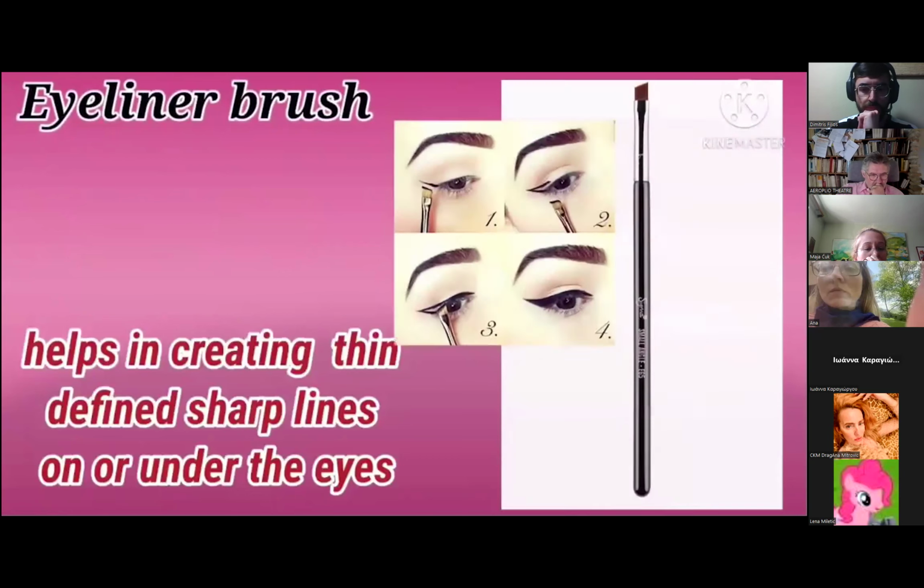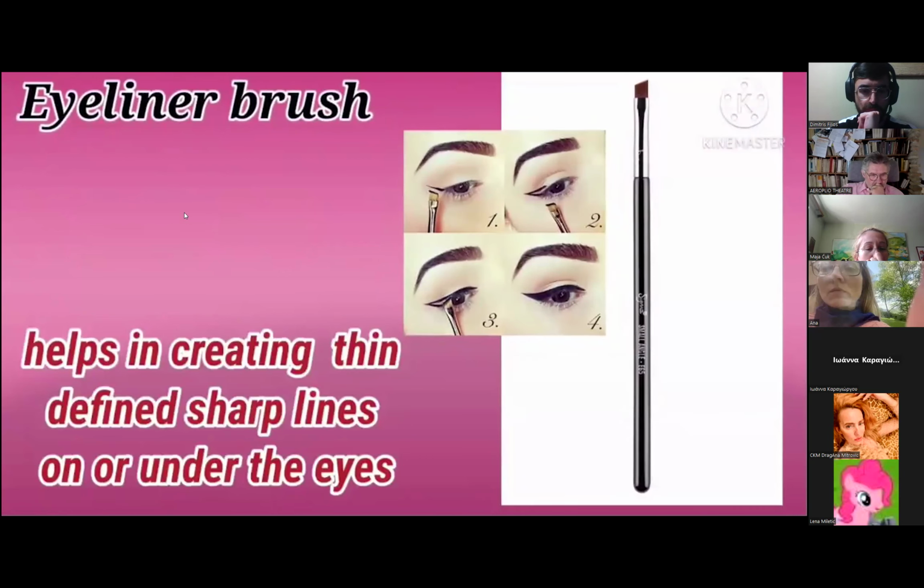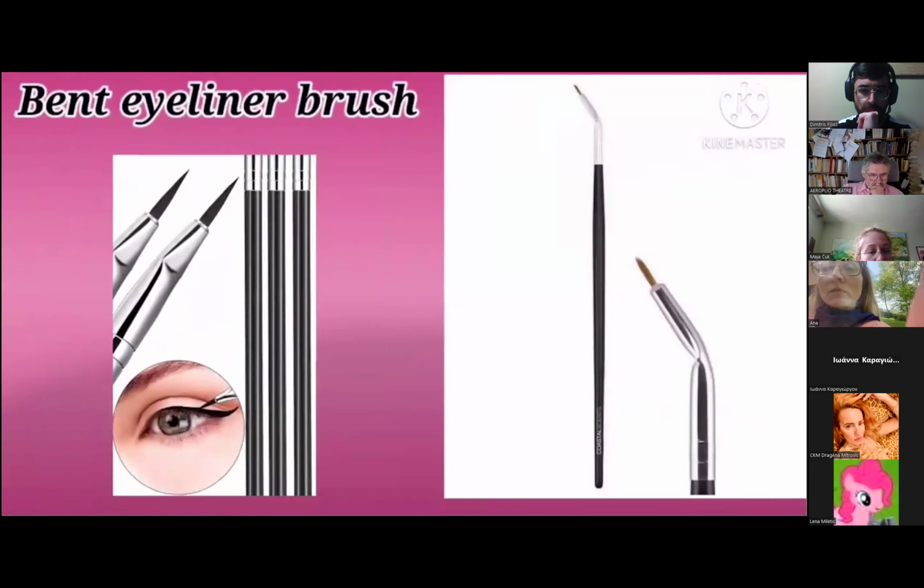So the next one is eyeliner brush. Helps in creating thin defined sharp lines on under the eye. So the next one is bent eyeliner brush.